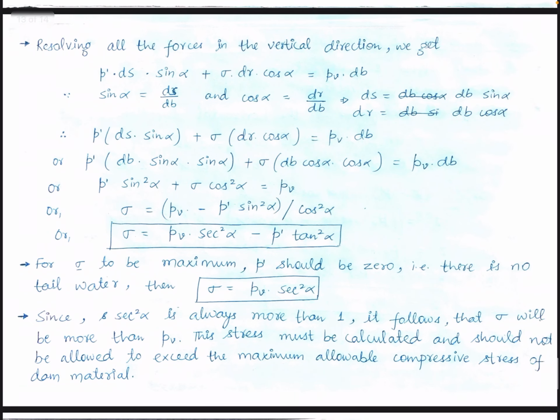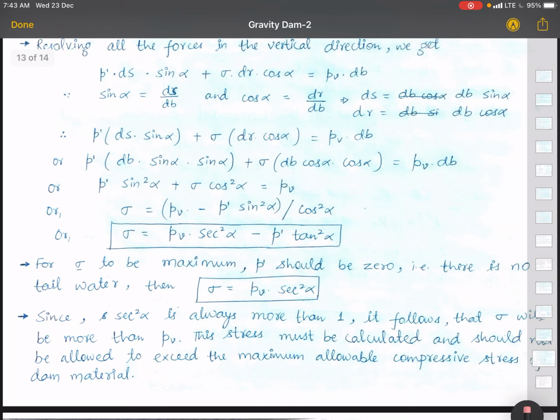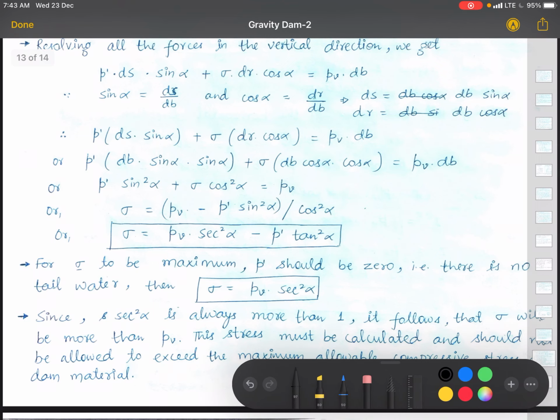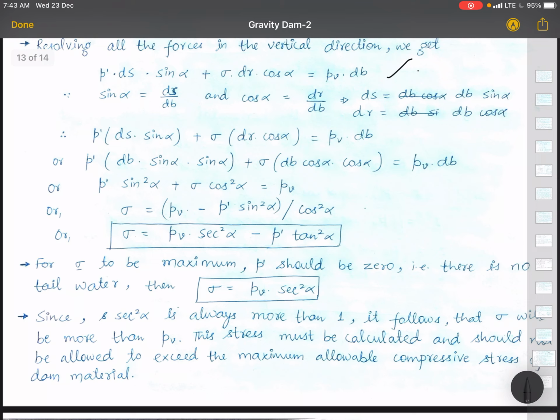Now we have to resolve all the forces in the vertical direction. You will simply get these values. This is simple mathematics. So this equation you can easily get. Now just replace sine alpha and cos alpha like this. So you will get ds is dB sine alpha and dr is dB cos alpha. dB is the hypotenuse, ds is the perpendicular of the right angle triangle, and dr is the base. Now just put these values, and you will get this very simple formula.